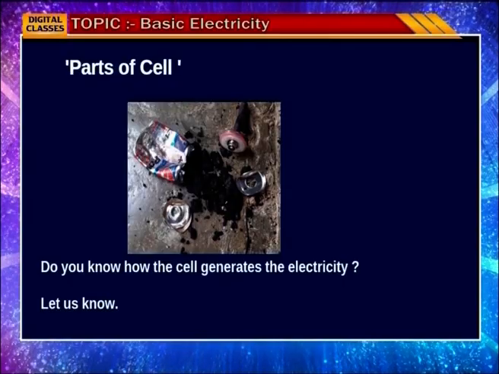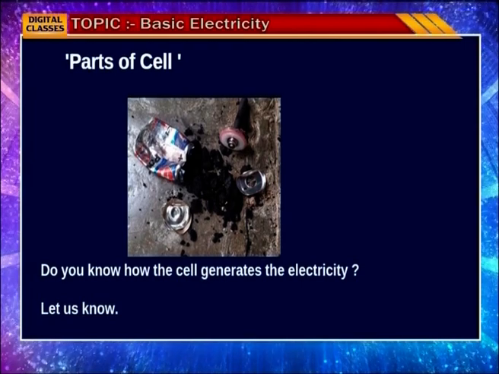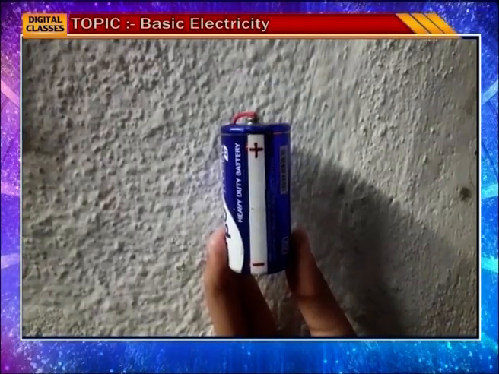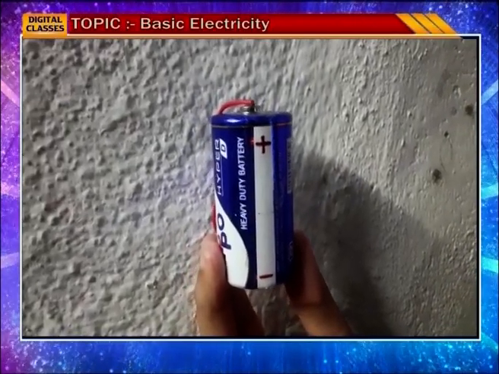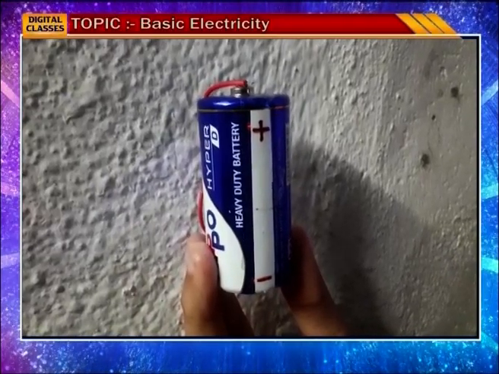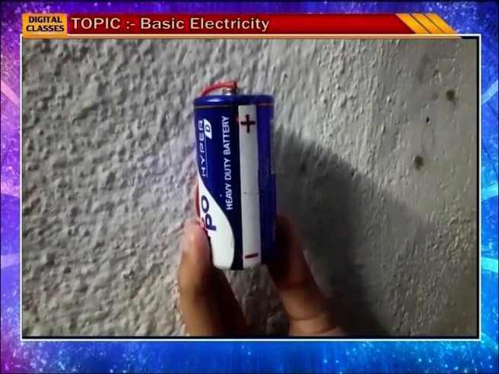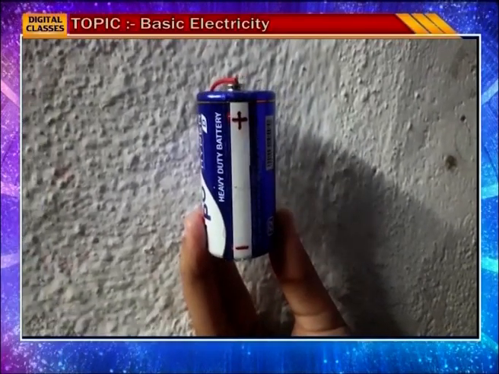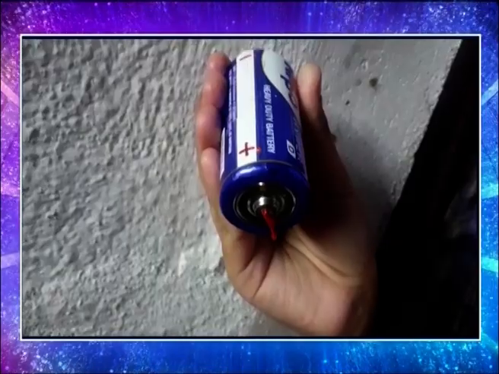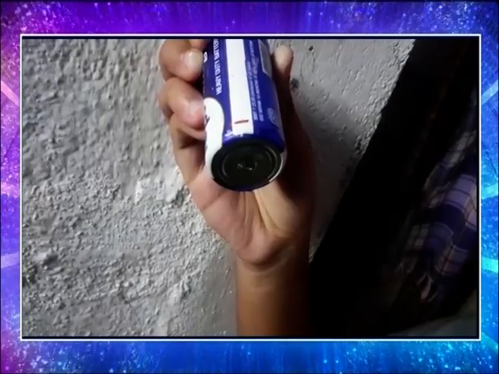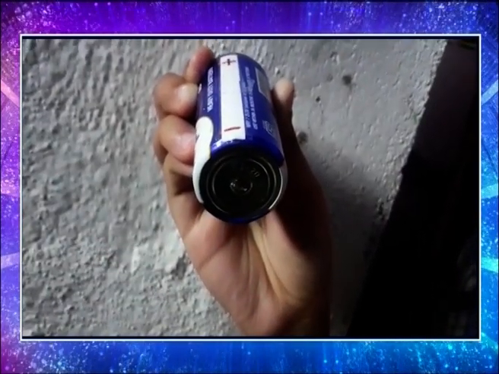Parts of a cell. Do you know how the cell generates electricity? Let us know. A dry cell consists of a container made of zinc metal. Have you seen positive and negative signs on a cell? These signs indicate the two terminals of a cell. The zinc container serves as the negative terminal. The bulging part of the cell is called the positive terminal, and the lower part is called the negative terminal.